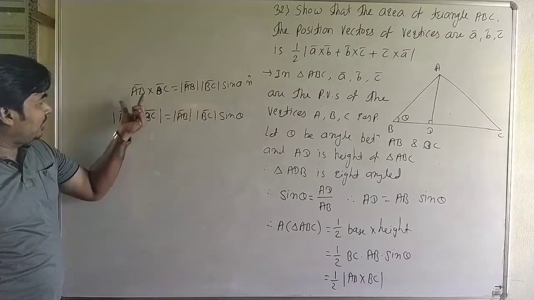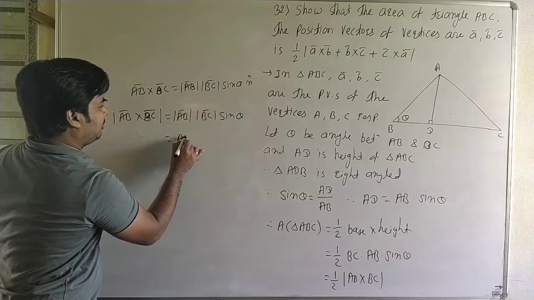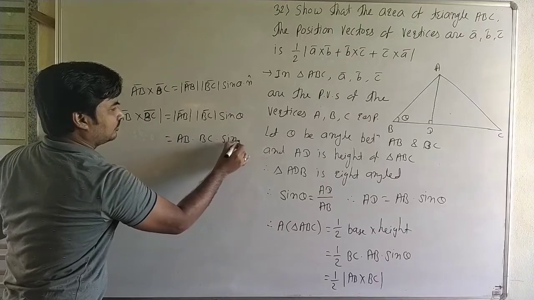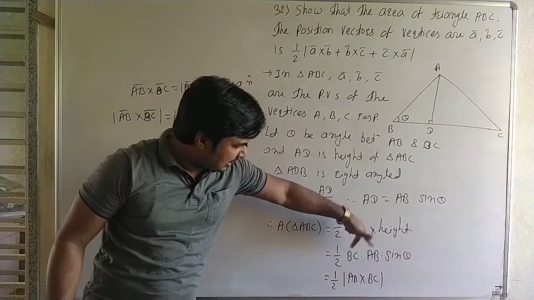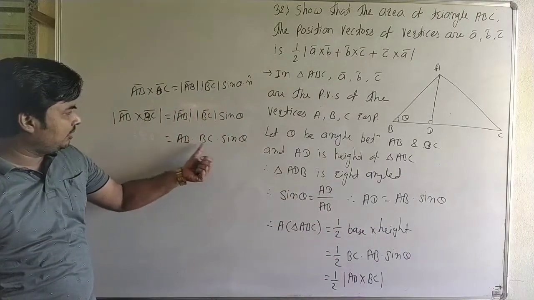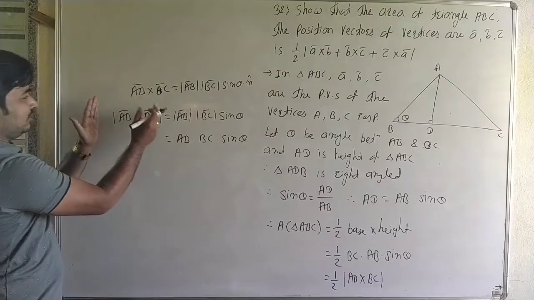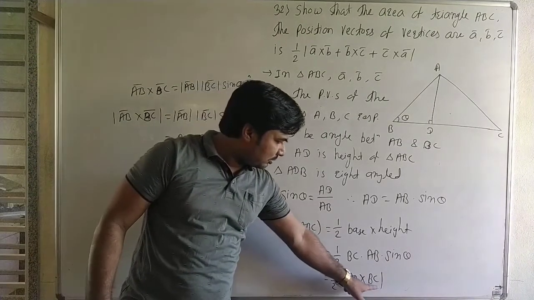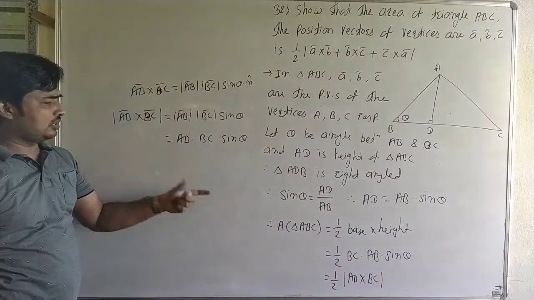Therefore the magnitude of AB cross BC is the magnitude of vector AB times the magnitude of BC times sin theta. AB and BC are scalars, therefore we can interchange them, it is commutative. AB BC sin theta is nothing but the magnitude of the cross product AB cross BC. See carefully, this is the explanation for this.